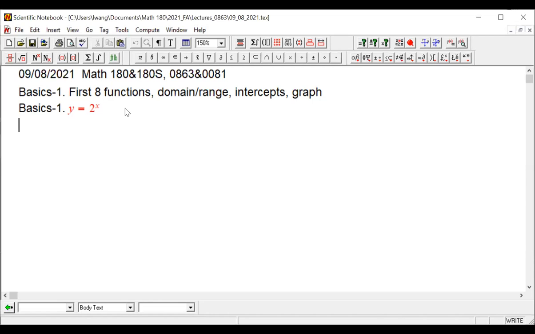By this time, I assume everybody has done this, but it might be many years ago, or last semester. So let's revisit this function. And of course, we still consider graph, domain, intercepts, right? Anybody can tell me something about this function?